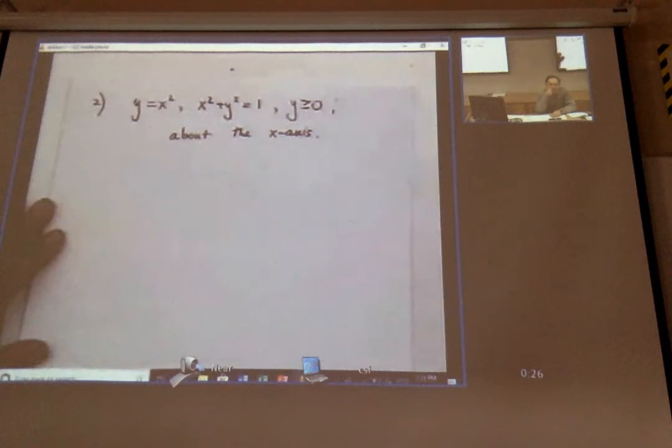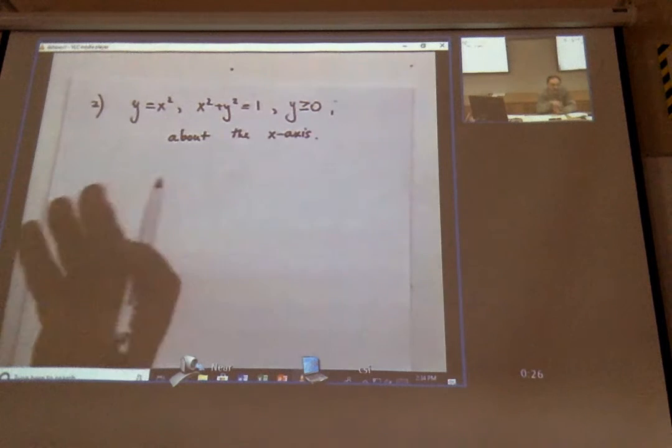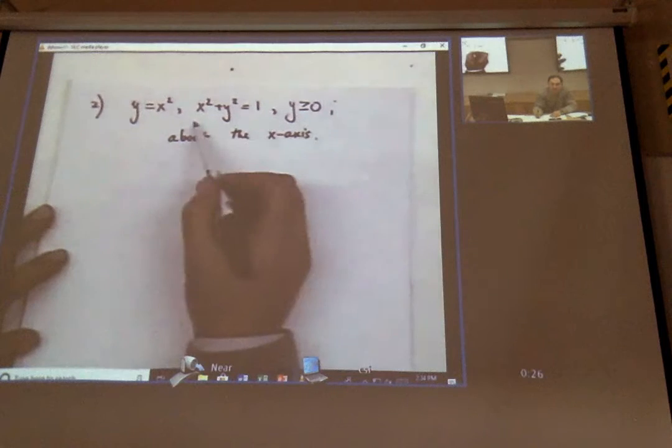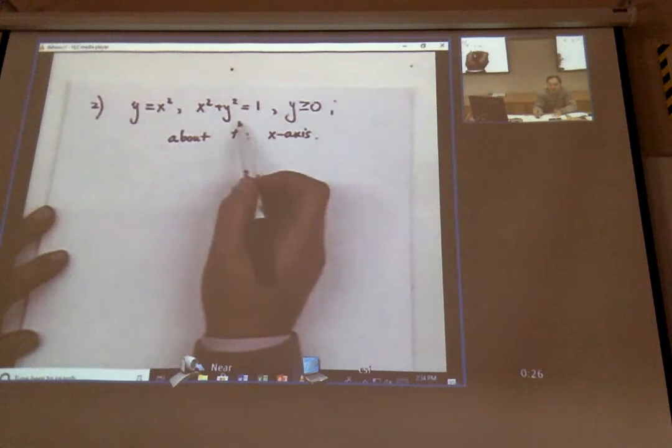Okay? Well, if we want to sketch and see what we have here, well, obviously we have to take the second function, x squared plus y squared equals 1. And what's the equation? What's the idea? When you graph, what do you get? A circle with the radius 1.